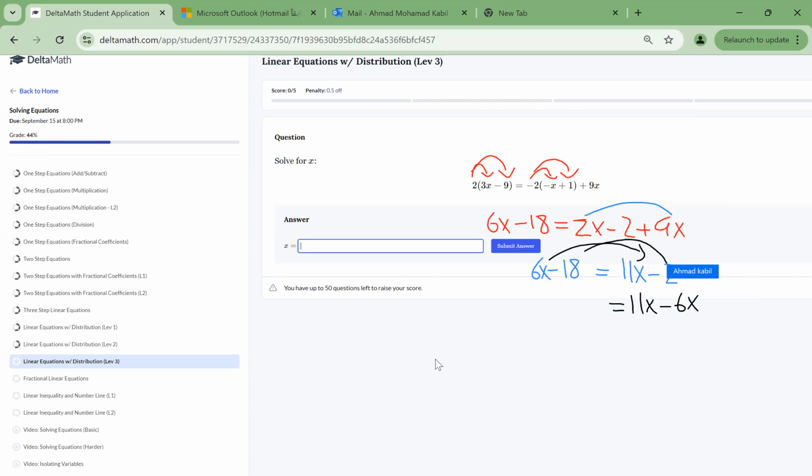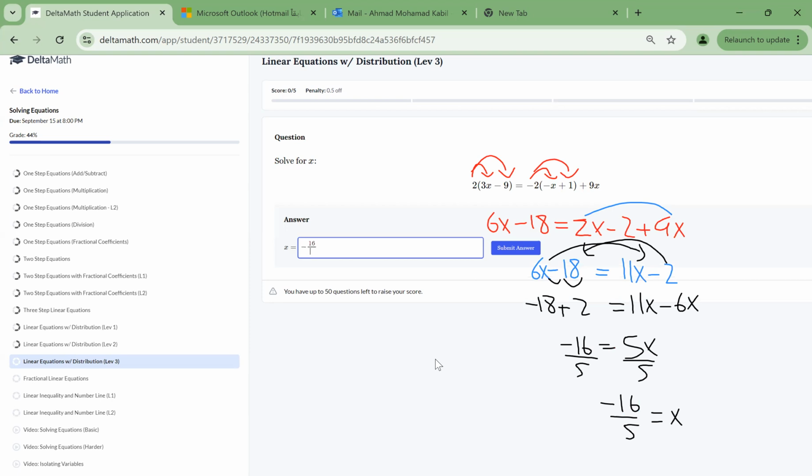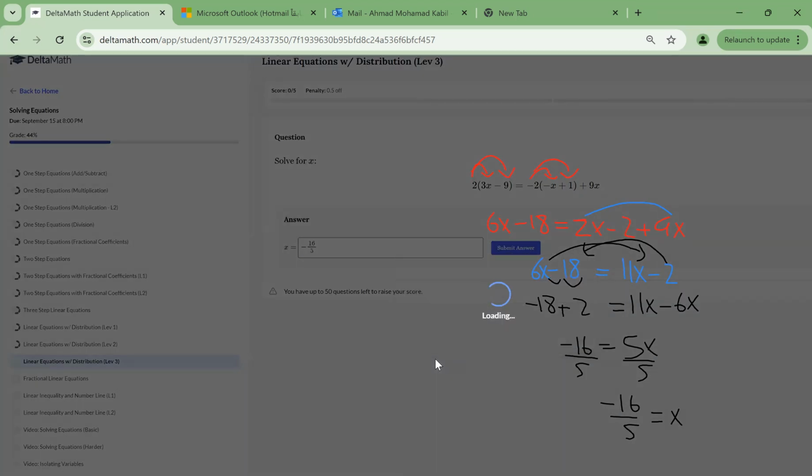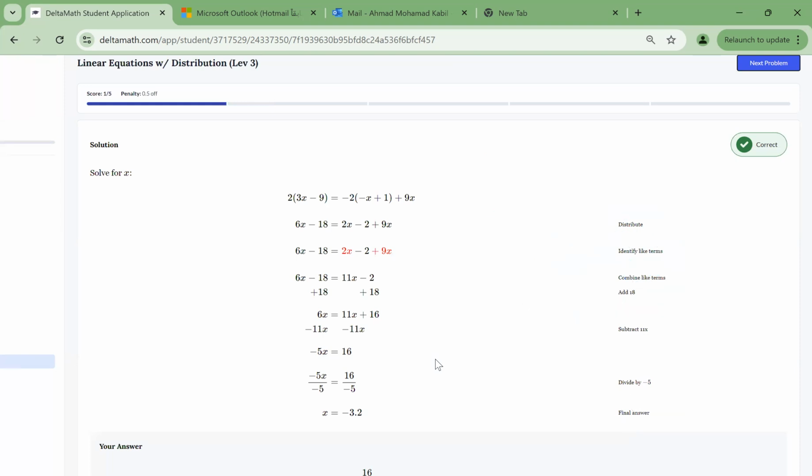And we can take the negative 2 to the left. So this is negative 18 plus 2. Remember, the negative is attached to the 18. So we have negative 16 equals 5x. Divide by 5 on both sides. You get negative 16 over 5 equals x. And this is the correct answer as well.